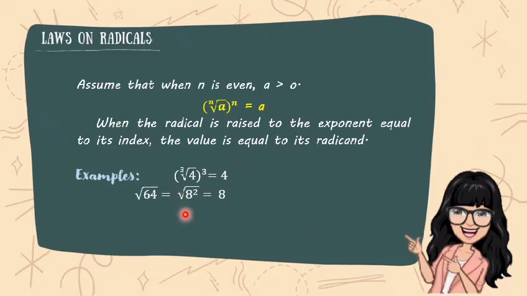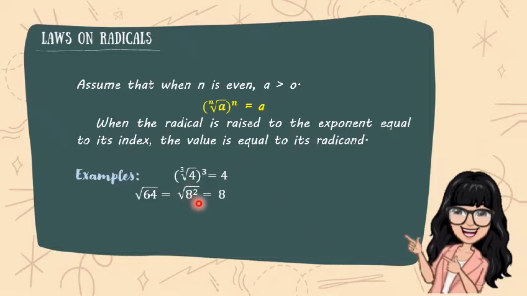Now, we have here square root of 8 squared. Again, we have changed our 64. We have expressed 64 in such a way that it will have a base and an exponent. Now, our exponent here is 2. So 2 is the exponent. Our index here is 2. So again, the index is the same as the exponent.